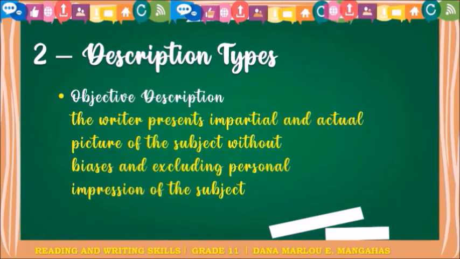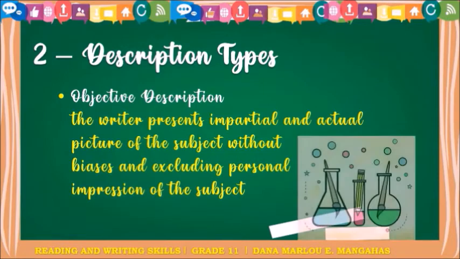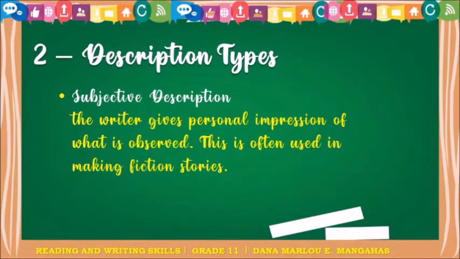There are two types of description. First is objective description, where the writer presents an impartial and actual picture of the subject without biases and excluding personal impression of the subject, just like when you give your description of an experiment in class. Second is subjective description, where the writer gives personal impression of what is observed. This is often used in making fiction stories.